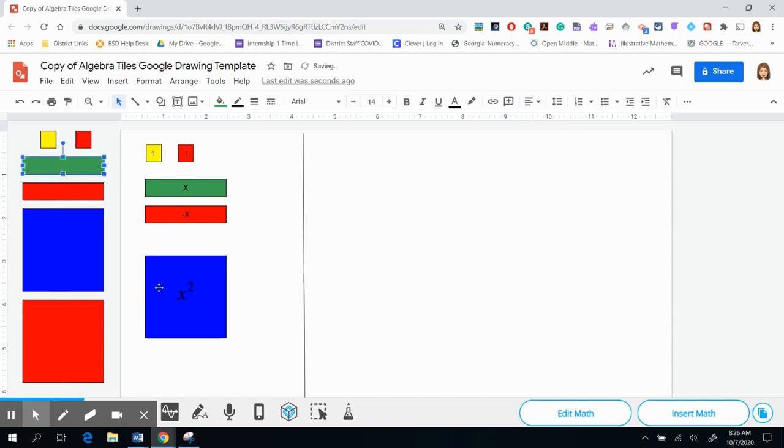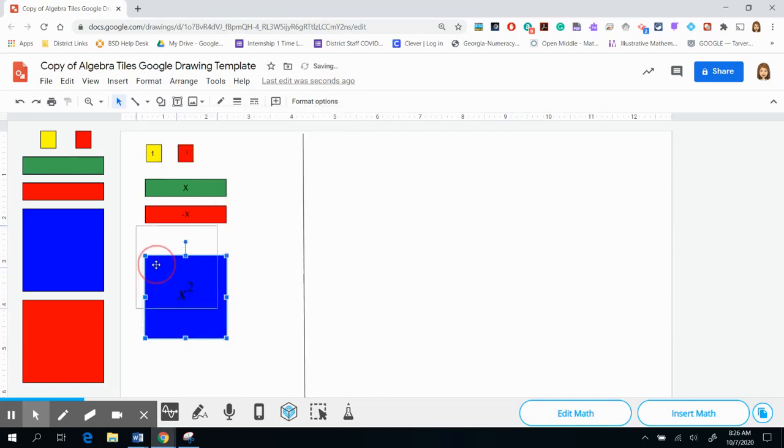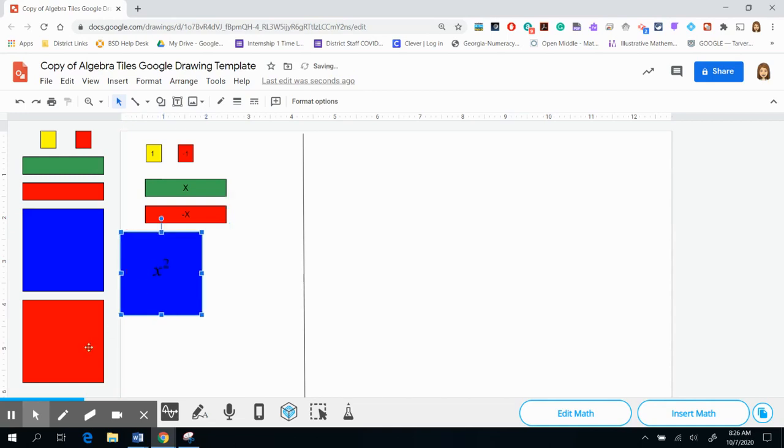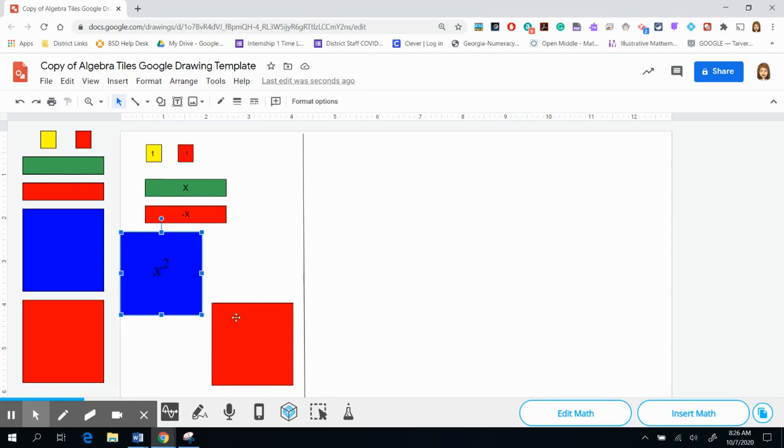Now, we're going to group these here real quick. Let's take a look at this red square here. It is congruent to the blue, same size and shape as x squared, but it's red. So we are looking at a negative x squared.